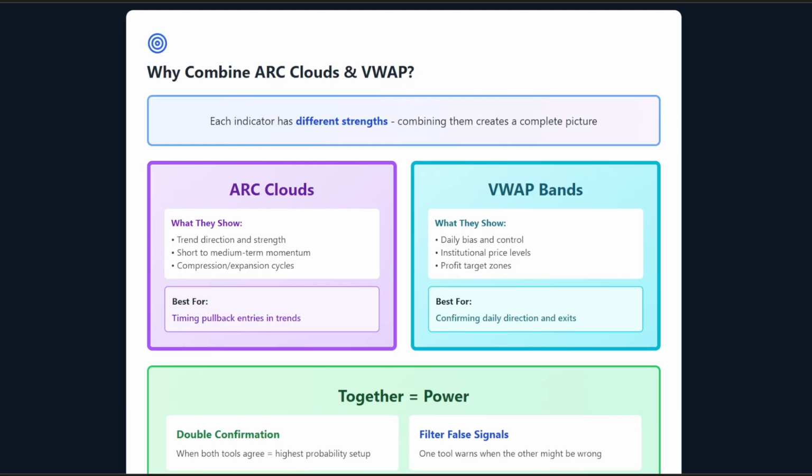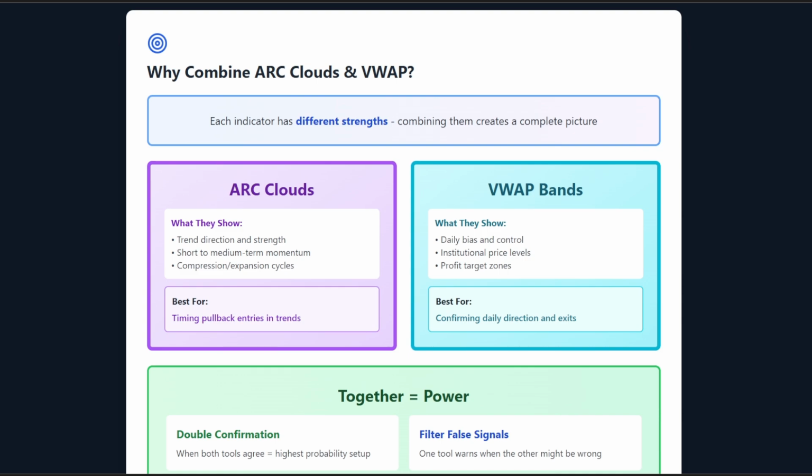Why combine ARK clouds and Vwap? The Vwap and the ARK clouds, man. It's like the intervention in Modern Warfare 2. You understand me? Each indicator has different strength. Combining them creates a complete picture. ARK clouds, what they show is the trend direction. They're a directional indicator. Shows you strength, short to medium term momentum, compression and expansion cycles, right? We don't like to trade the compressions. We like to watch them play out and really take advantage on these expansions, right? That's how we make our money.